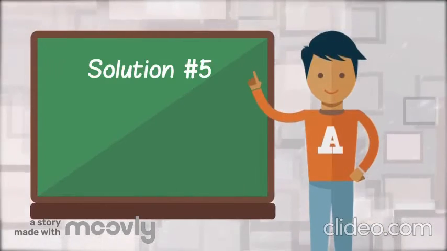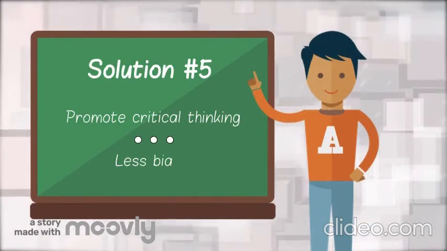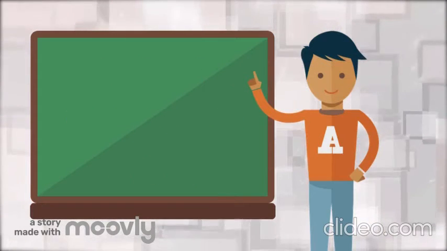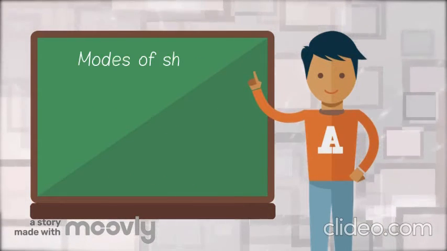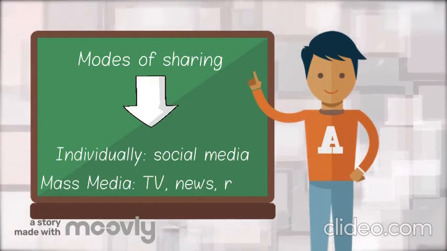Fifth, we should present media in a way that promotes critical thinking. This means lessening or getting rid of bias and only sharing factual information, which viewers can then interpret for themselves. This media can be shared individually, via social media, or en masse, via television, newspaper, or radio.